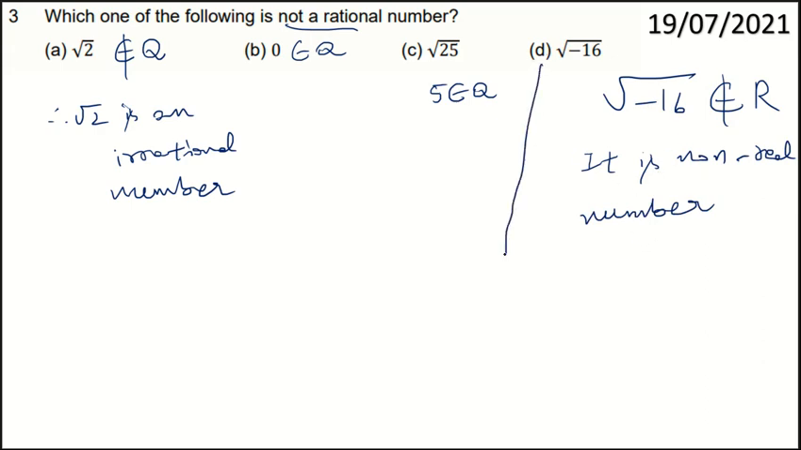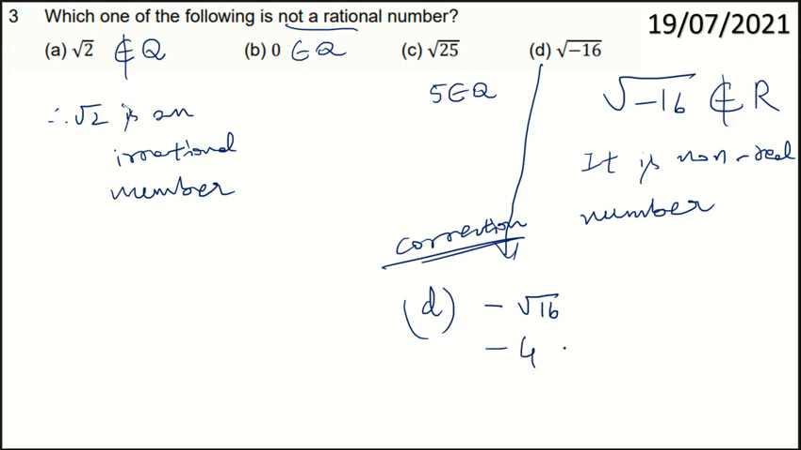There is a mistake in the question. It is supposed to be minus root under 16. Correction: I was supposed to give the D option like this, minus root 16, which means minus 4, which belongs to rationals. If I had given the D option like this, then the right answer would be A.